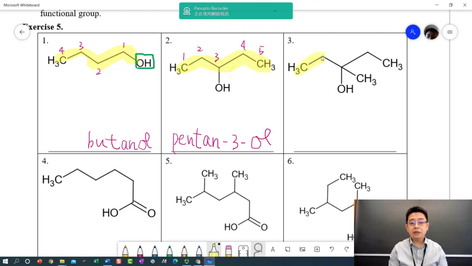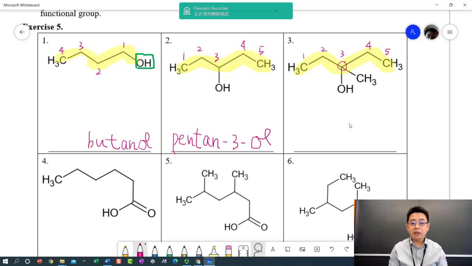Then how about question 3? The longest carbon chain includes the carbon with the functional group. That means you should include the carbon attached to the OH group in the parent chain. It is now part of the parent chain, so it's okay. And then I number the carbons at the same time, 1, 2, 3, 4, 5. Like before, no matter where I start to number, right to left or left to right, the result is the same. The OH group will still be at the third carbon.